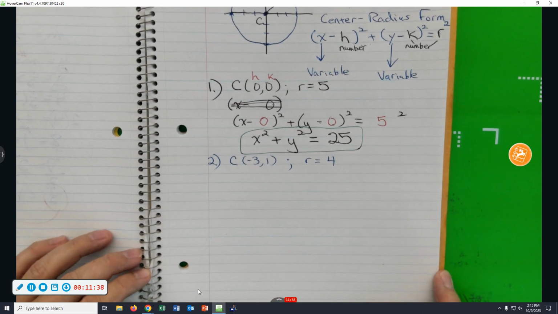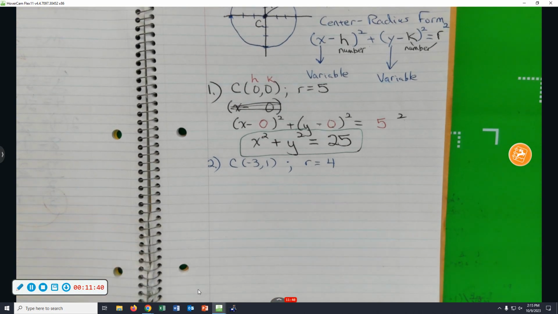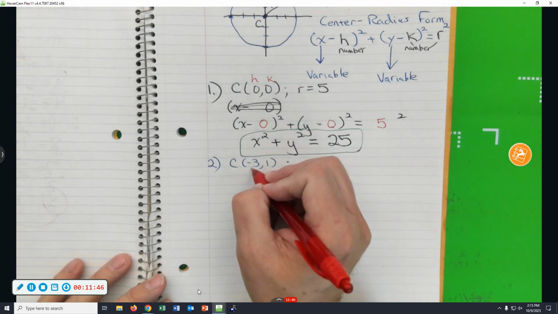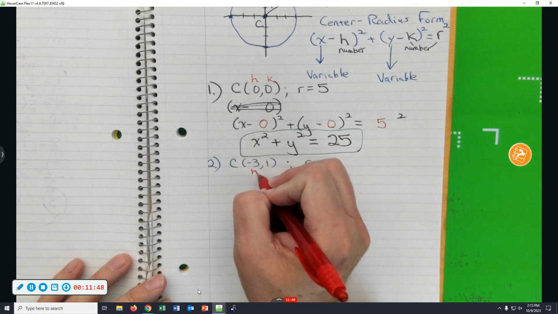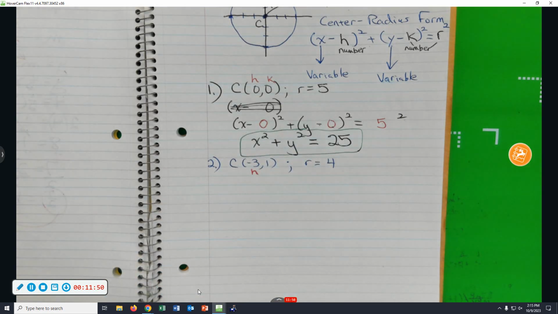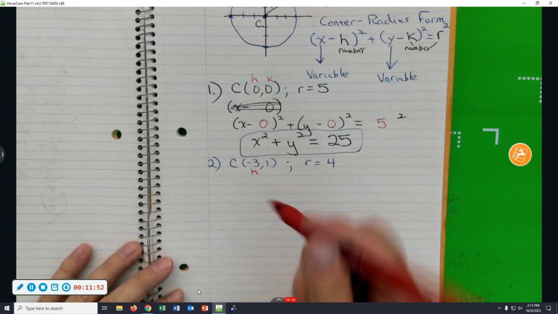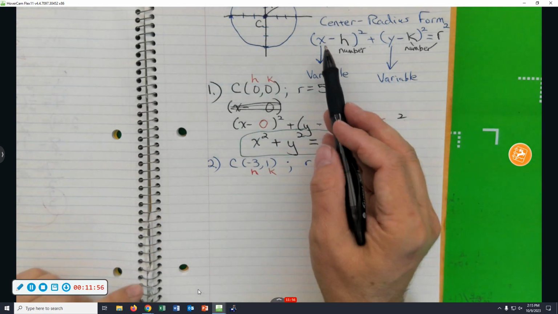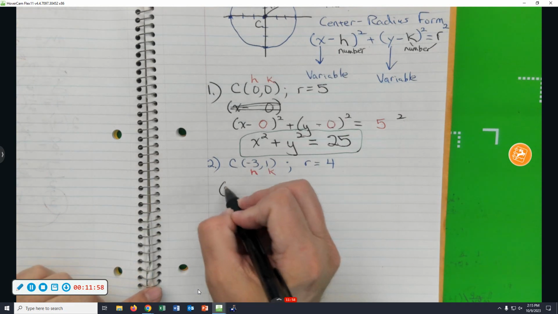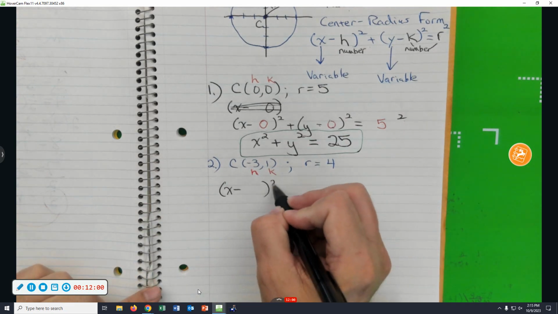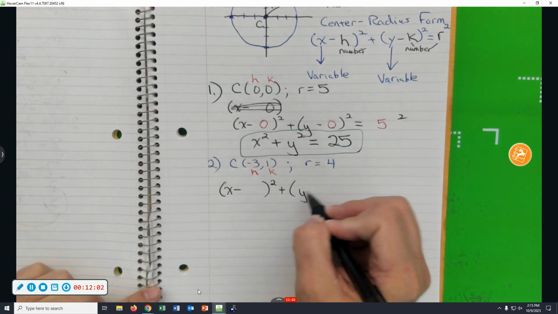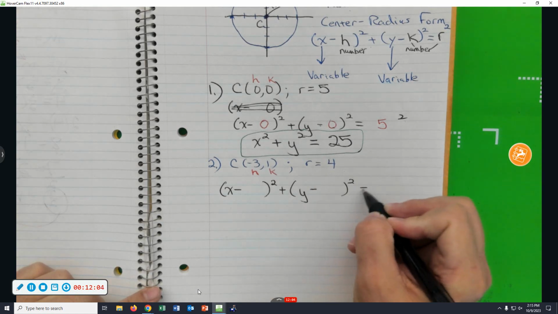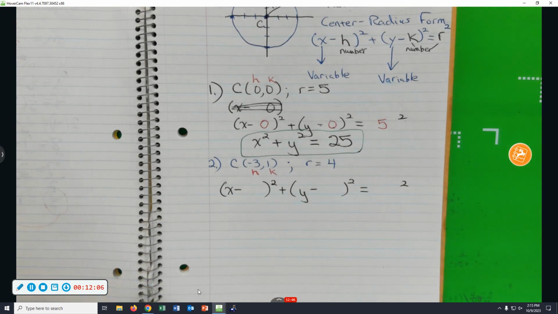Right there. Okay, what number's acting like H? -3. The x-coordinate of the center is the H value. What number's acting like K? 1. So we have the parentheses x minus, I'll wait to fill in that space. The y minus, I'll wait, and a square.